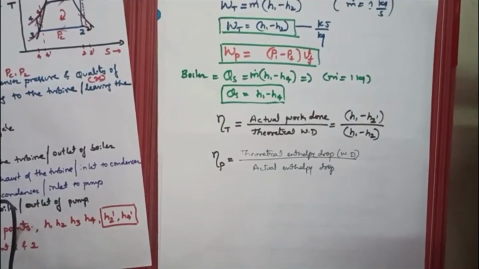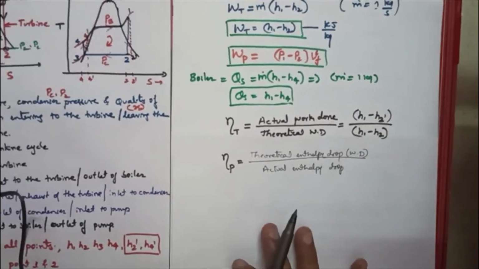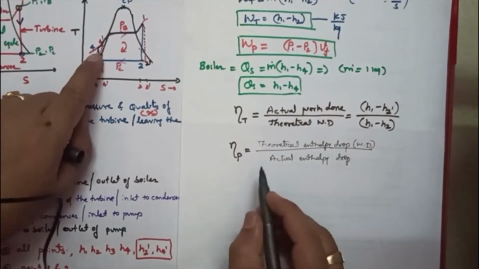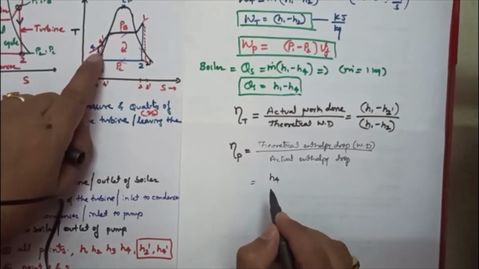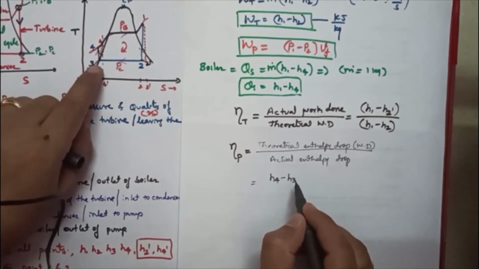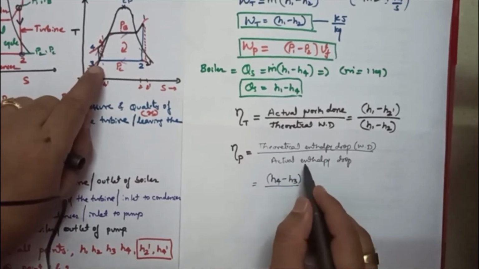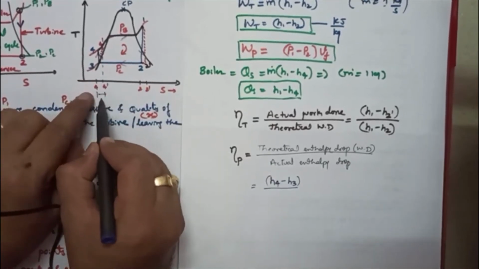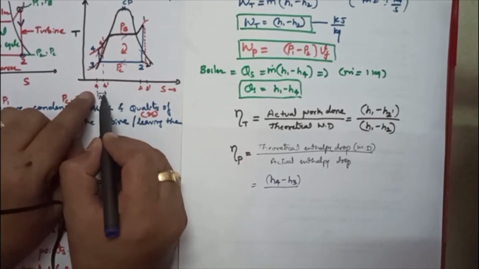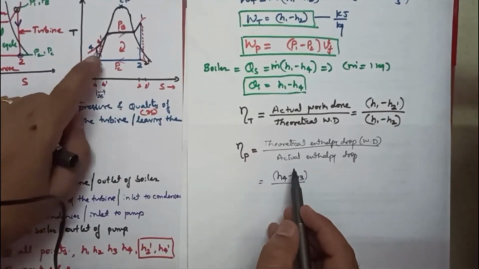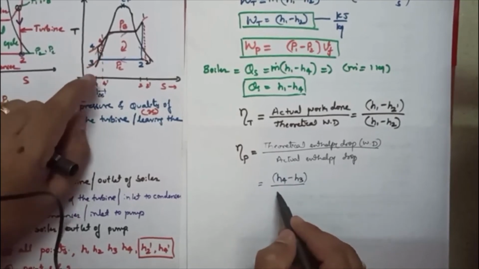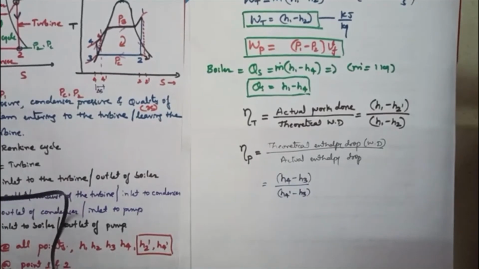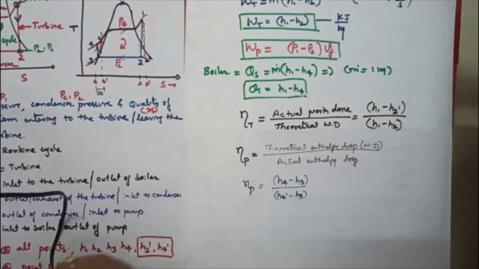So what is the theoretical enthalpy drop in the pump? Theoretical is exactly a straight line, that is 3 to 4. So highest enthalpy is H4 minus lowest enthalpy H3, divided by actual. Actual means due to friction there is a slight increase in the entropy. You can see the difference between these two, 4 to 4 dash, the delta is the change in entropy. So actual is 3 to 4 dash, so H4 dash minus H3. This is the efficiency of the pump, used for solving numericals.